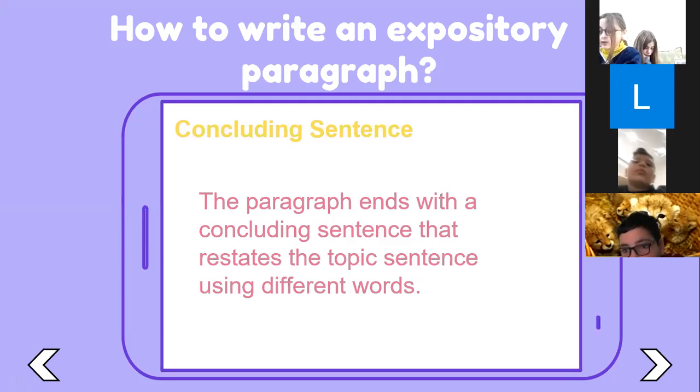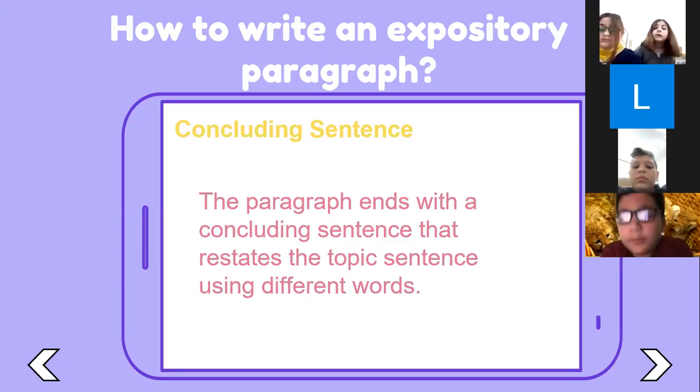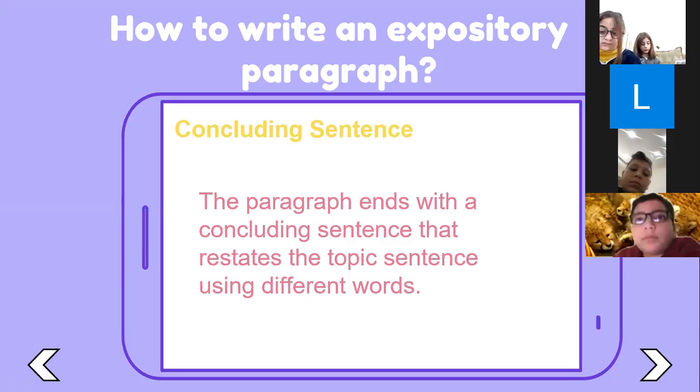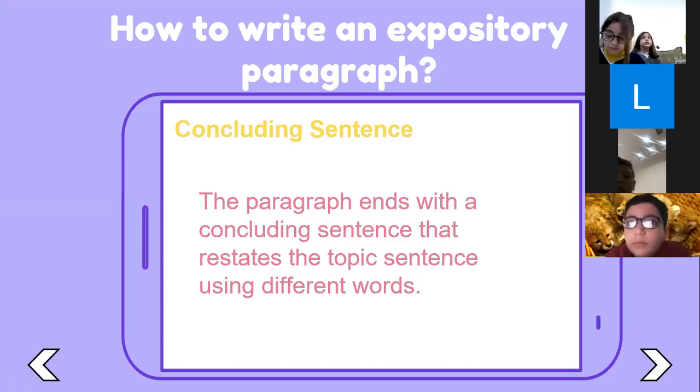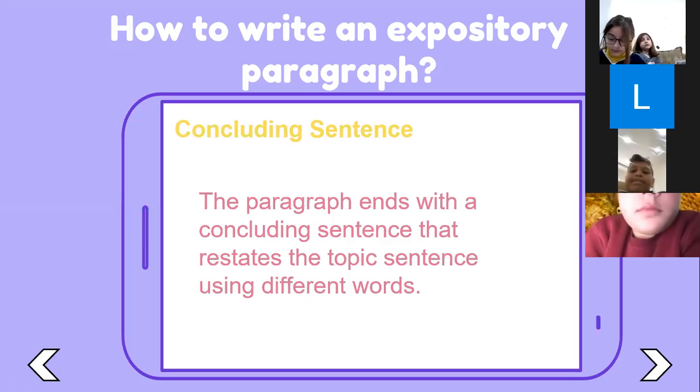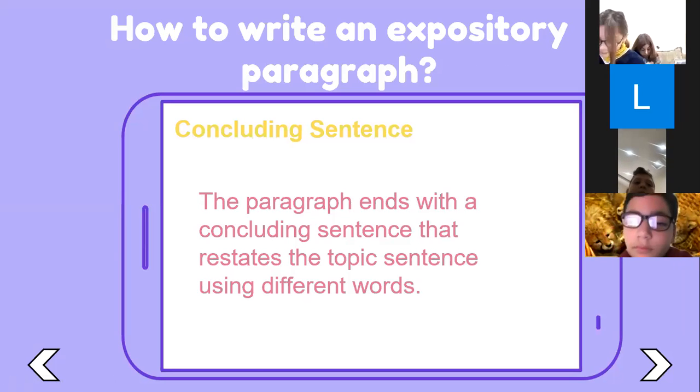In the topic sentence, I must mention the topic that I will talk about. In the supporting sentences, I have to mention the information I know about the topic. And in the concluding sentence, I have to restate the topic sentence, but in different words, which means you have to write the topic sentence again, but in different words.